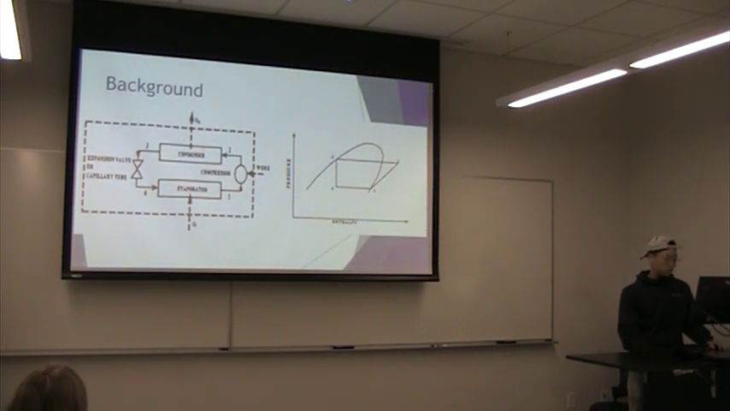Then through the condenser, heat is released to the system. From this higher temperature, higher pressure, it brings it back to a lower temperature at the higher pressure. And then through the expansion valve, there will be a pressure drop, so it will go from a higher pressure to a lower pressure, also decreasing the temperature.